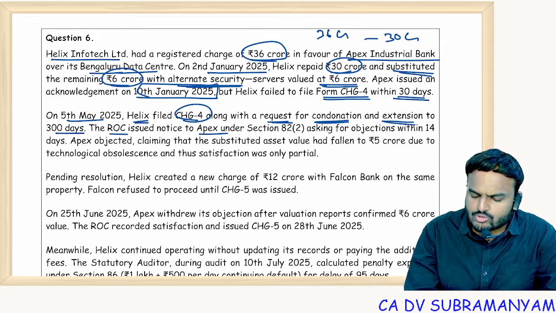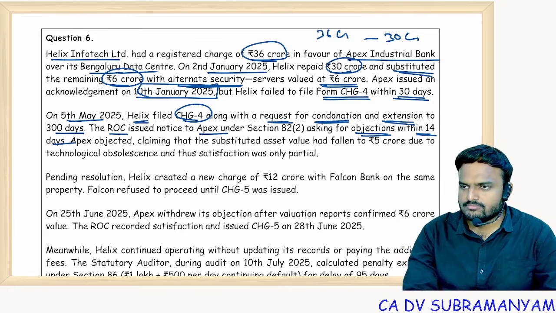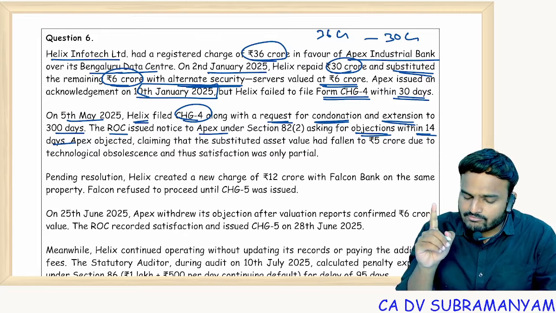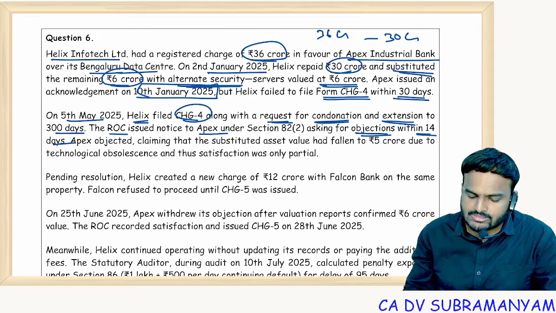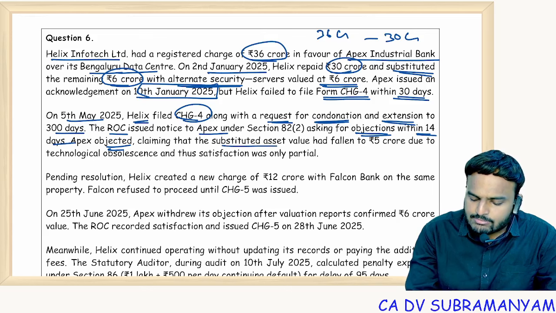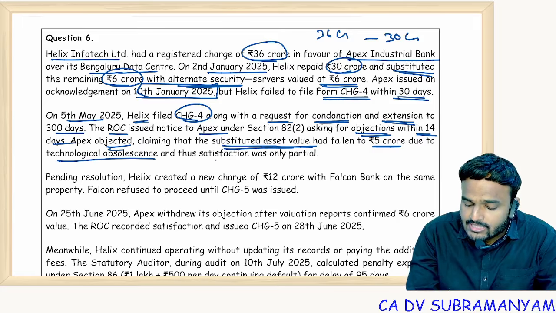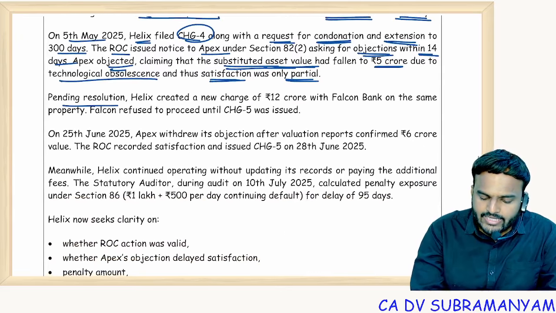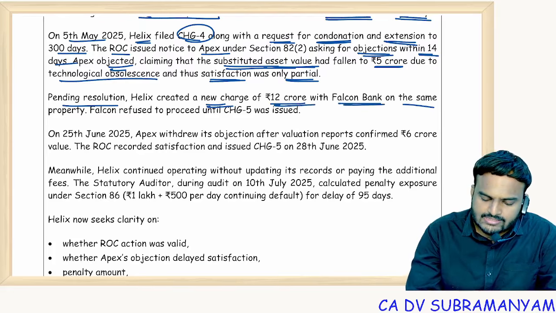The ROC issued a notice to Apex asking for objections within 14 days. Yes, in case of satisfaction of charge, the ROC will not straight away register satisfaction. First, it will give notice to the charge holder and wait 14 days for any objections. Apex objected, claiming that the substituted asset value had fallen to 5 crores due to technology obsolescence and thus satisfaction was only partial. Pending resolution, Helix created a new charge of 12 crores with Falcon Bank on the same property.